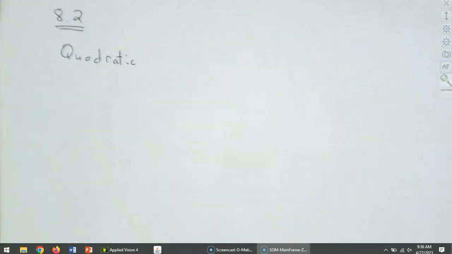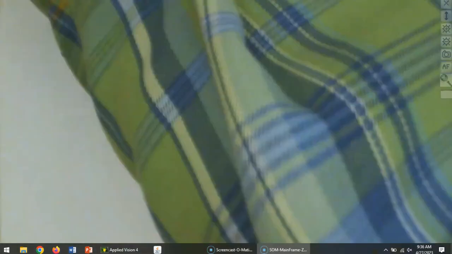So we're going to be looking here at the quadratic formula. Find a better pen.